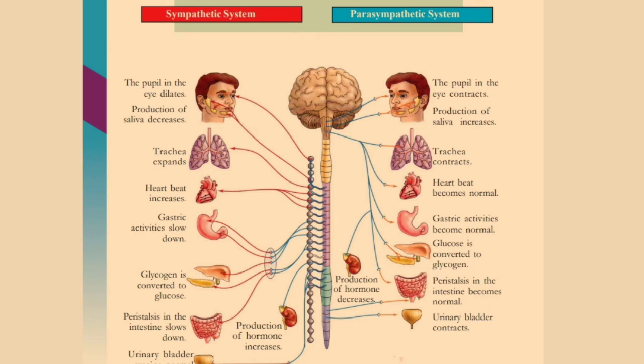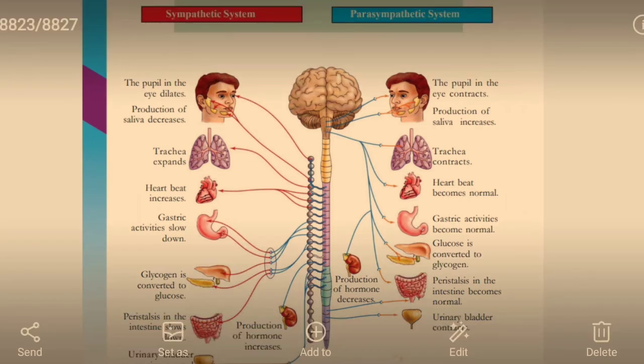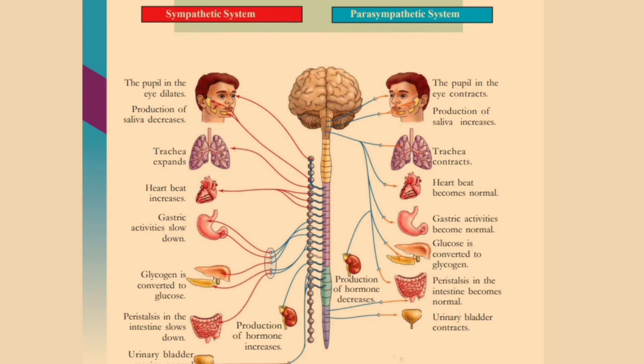Then trachea expands, trachea contracts, heartbeat increases, then heartbeat becomes normal. These are all about sympathetic and parasympathetic changes that occur in our body.